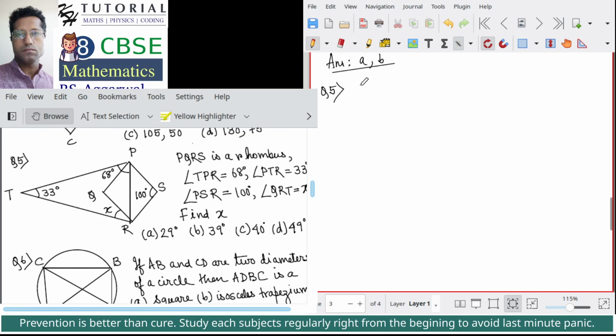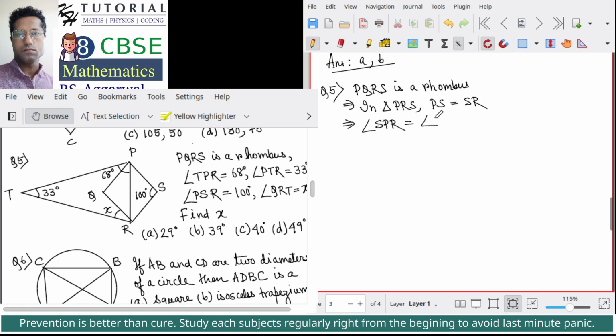We have this. PQRS is a rhombus. Since it's a rhombus, this will imply that in triangle PRS, we will have PS. All the sides in a rhombus are equal, so we must have PS equal to SR. This will imply the angles opposite to the sides PS and SR should be equal. So we must have angle SPR equal to angle PRS.